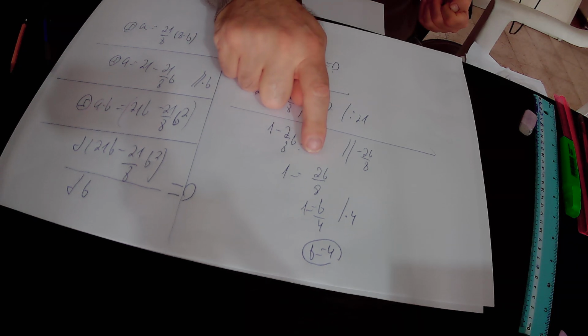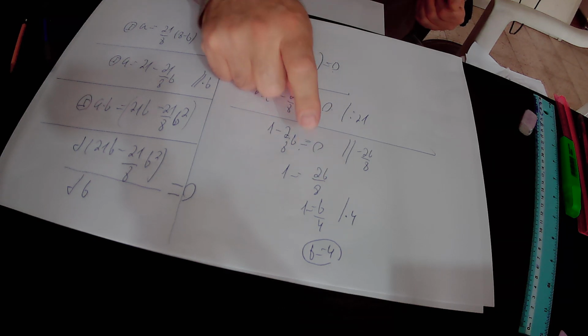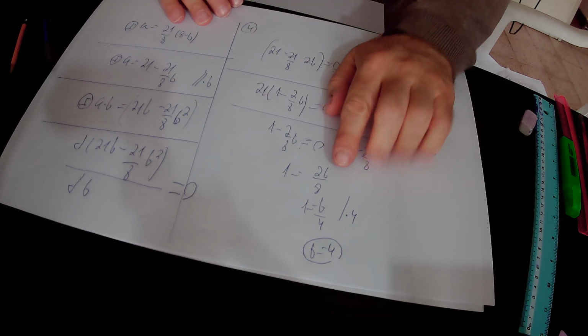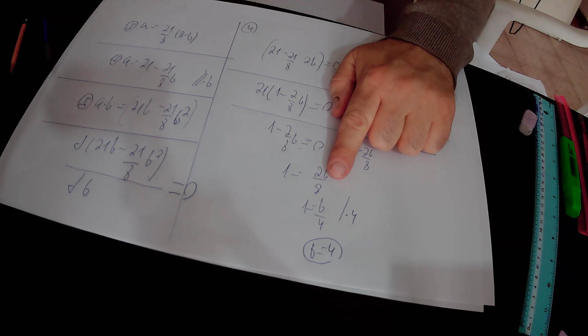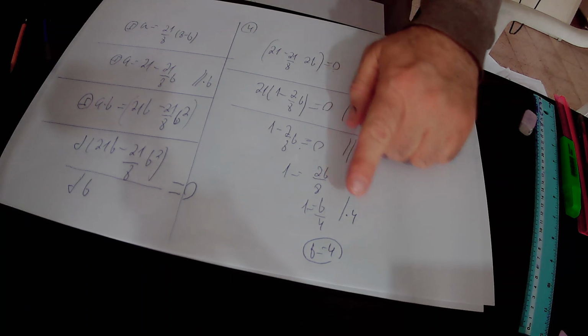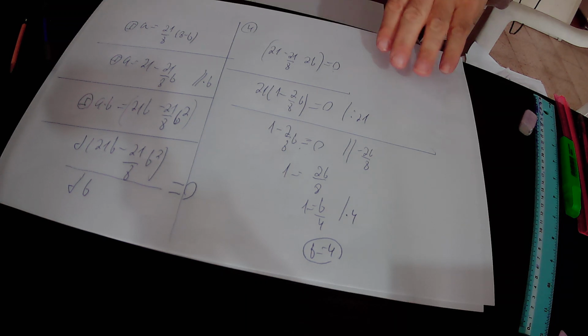Here we divided this expression, both the numerator and the denominator, by 2. 2b over 2 is b, and 8 over 2 is 4. So in conclusion, we found out that 1 equals to b over 4. We will multiply this equation by 4 and finally found out that b equals to 4 units in its length.